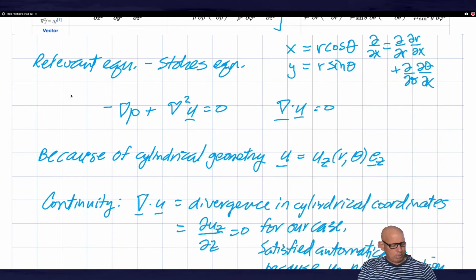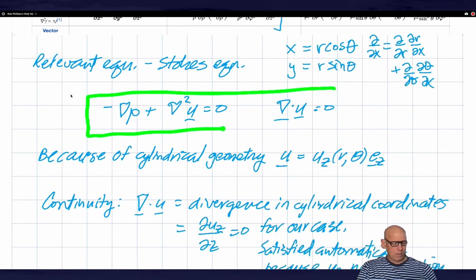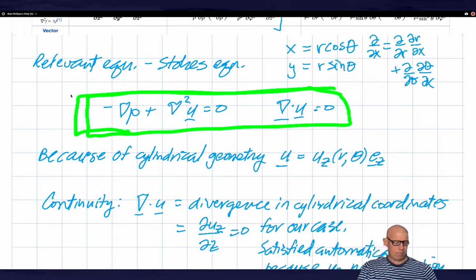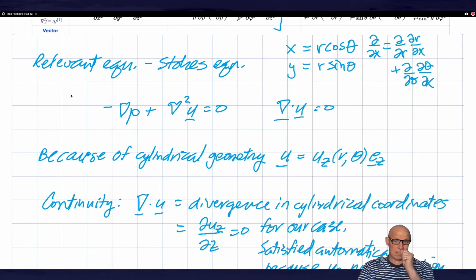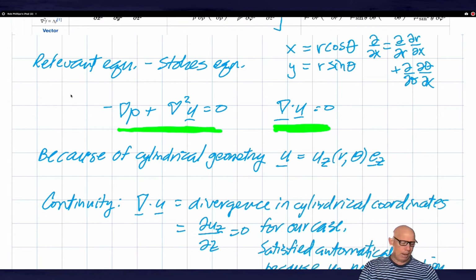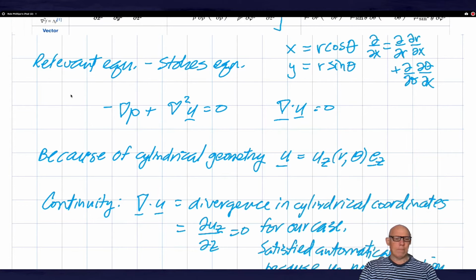So here's the problem we need to solve. We're trying to solve the problem of the fluid flow in a cylinder. What does it mean to solve? It means I want to know the velocity everywhere. That's what I want to know. And I have two conditions. I have this condition, which is the Stokes equation, and then I have incompressibility. Together, those two make up the set of partial differential equations that I need to solve for this problem.